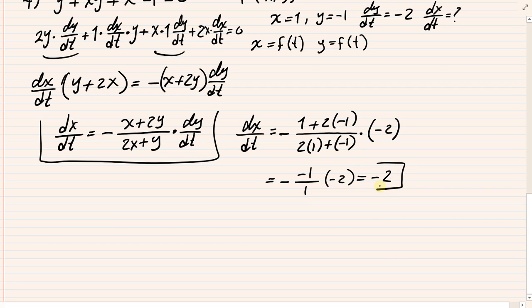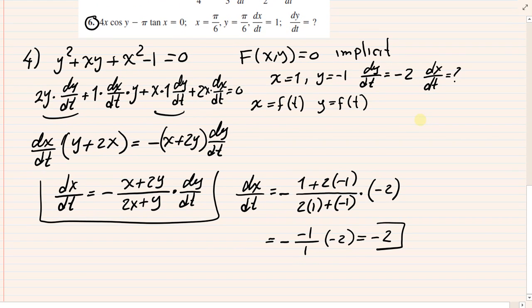Okay. Let's take a look at another one. The other one was number 6. In number 6, negative 4x cosine y minus pi tan x equals 0.